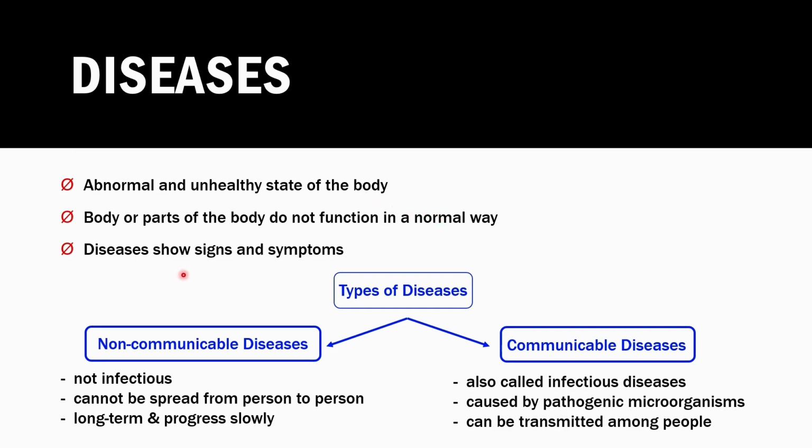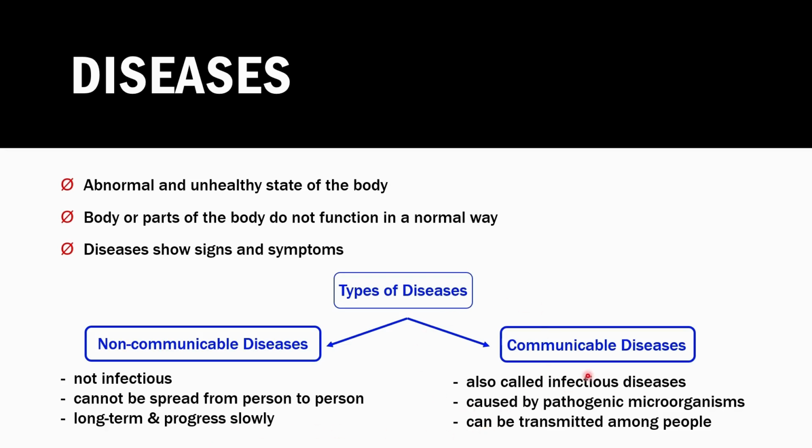Diseases show signs and symptoms. There are mainly 2 types of diseases. Non-communicable diseases are diseases that are not infectious, that cannot be transferred from one person to another by touching and the like. They cannot be spread from one person to another. These diseases take a long time to develop, a long time to cure, and they progress very slowly.